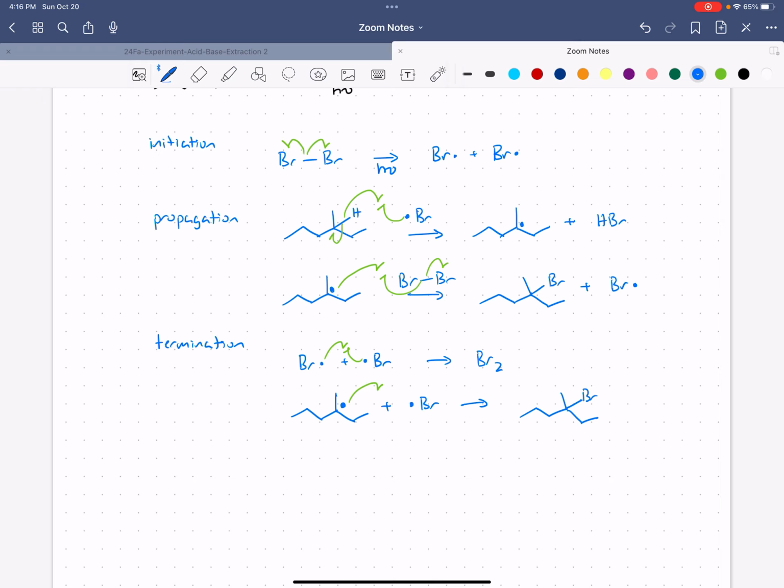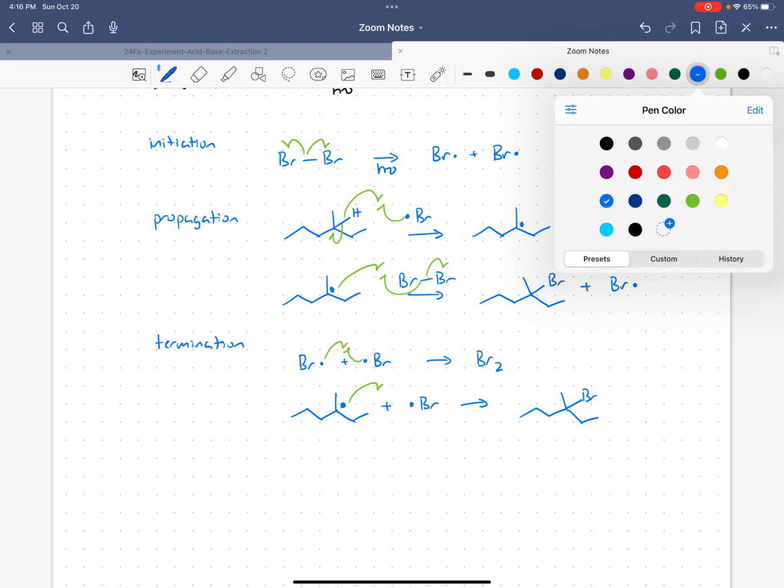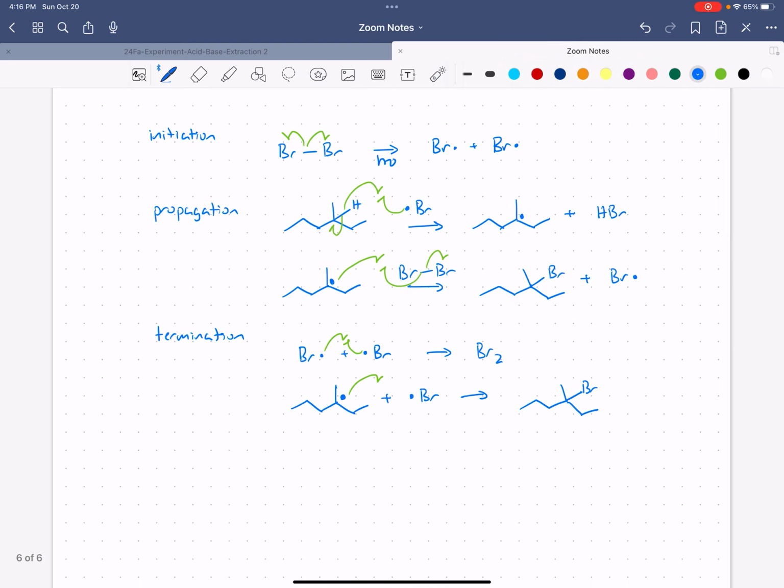The product from the propagation, though, is preferred. I'll explain that later. The other two radicals that can bump into each other, and this is the one that's not very productive, are the two alkyl radicals.